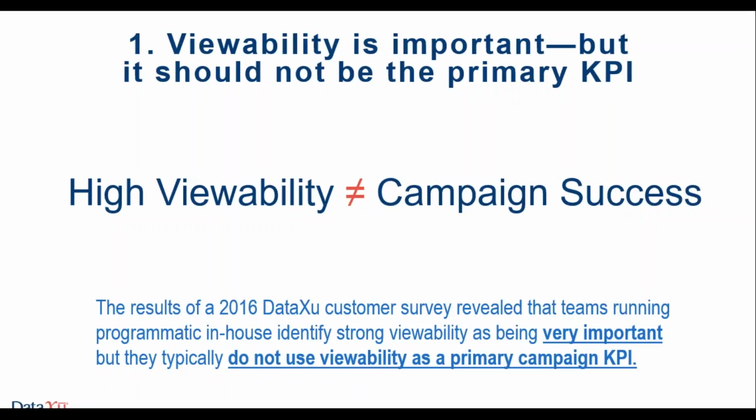We performed a survey of our top brands, and it revealed that the teams running programmatic in-house identify strong viewability as being very important, but they typically do not use viewability as a primary campaign KPI. It's just an important secondary KPI for them to monitor in conjunction with the other KPIs that are more associated with the outcomes they're looking to achieve.